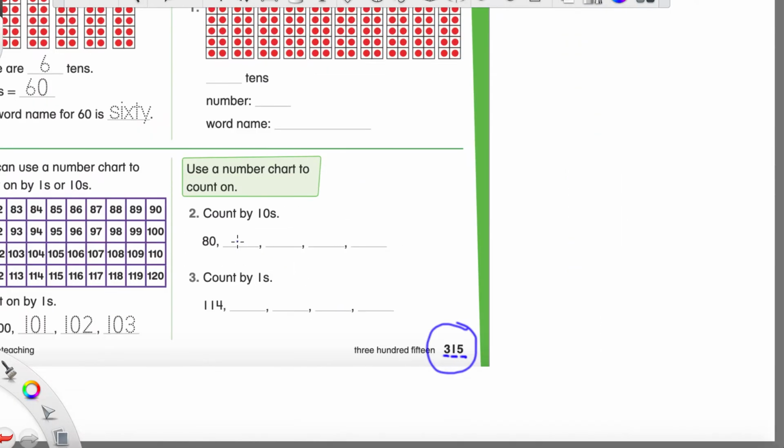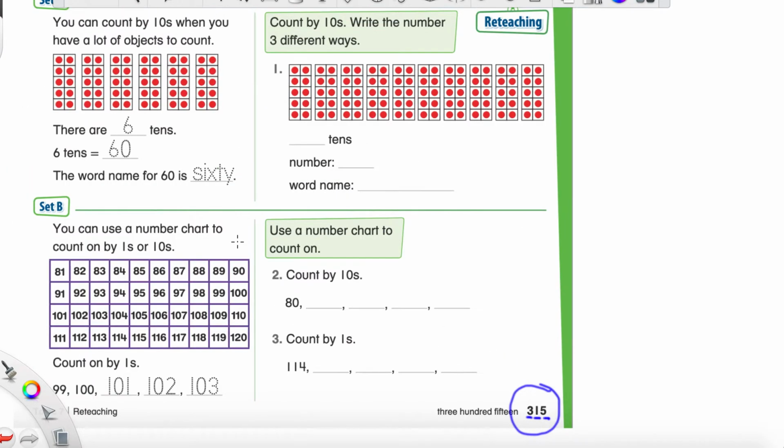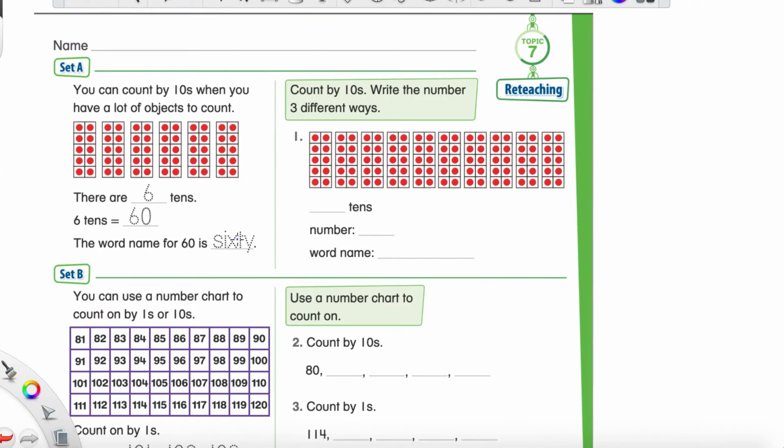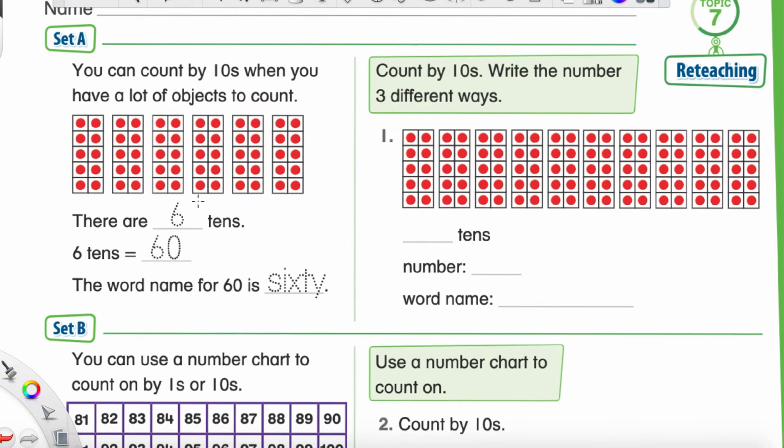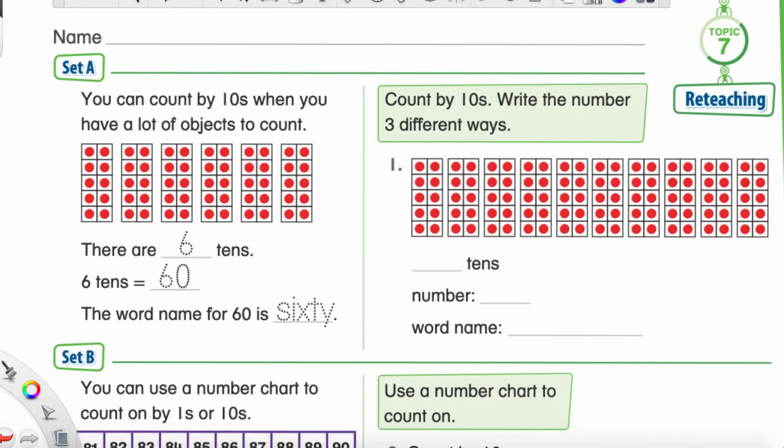Alright, and what we're going to do first is we are going to do the very top of page 315, and it says Set A. It says it right here. I'm going to circle it. We are doing the Set A questions. And what we're going to do is we're going to pretend like they didn't give us the answers. We're going to pretend that these answers are not there. I'm going to erase them. That way we can just kind of refresh ourselves.